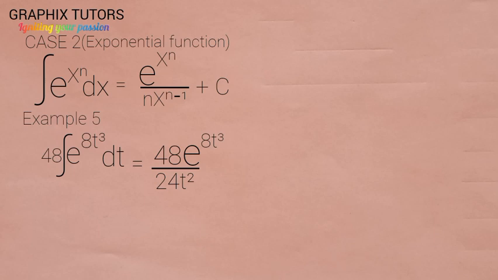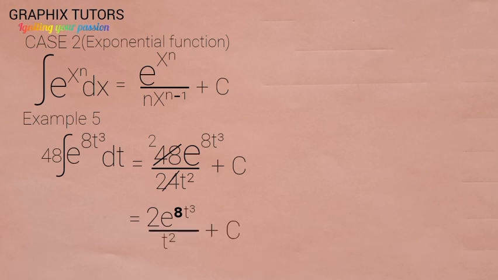Then you put your plus c to show what you have integrated. Now 2 in here, 1; 4 in here, 2. So my answer will now give me 2e to the power of 8t cubed over t squared plus c. That is my answer. So this is how you go about integration of an exponential function.